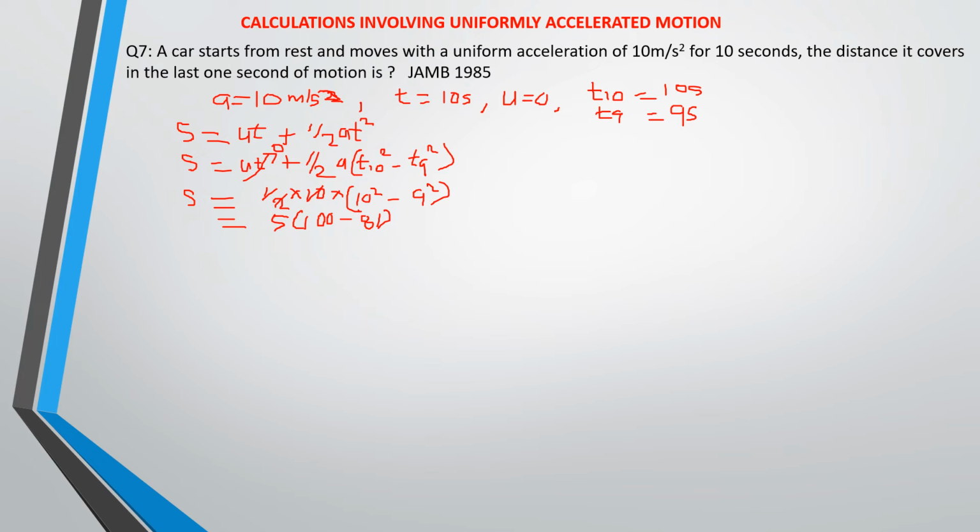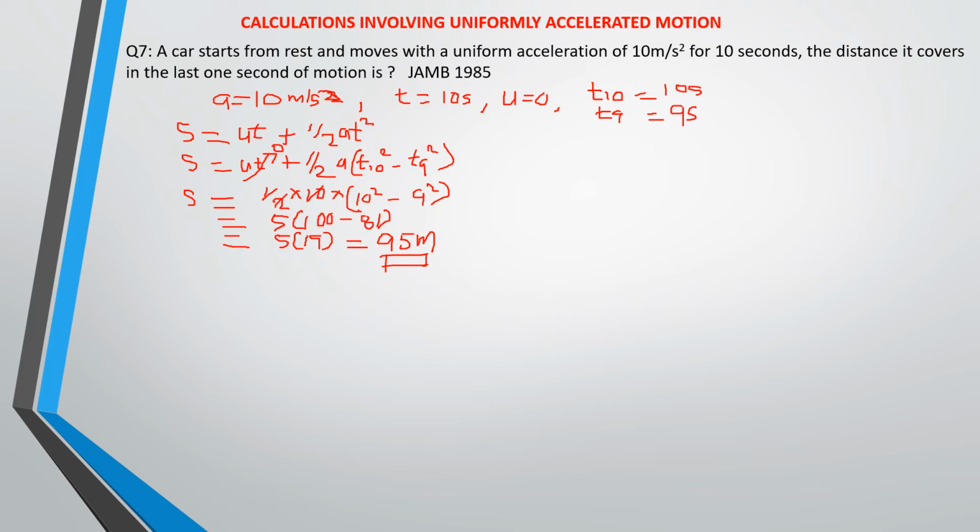Okay, so work that out. You will have 5 multiplied by 19. If you subtract 81 from 100, you have 19. So when you multiply 5 times 19, your answer will be what? 95 meters. So this gives you the distance traveled by this car. That's okay.